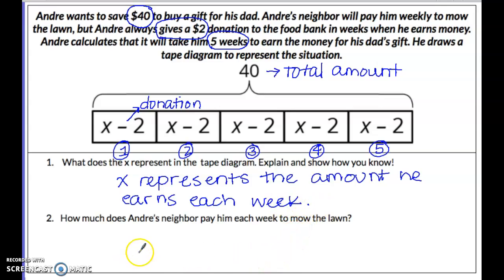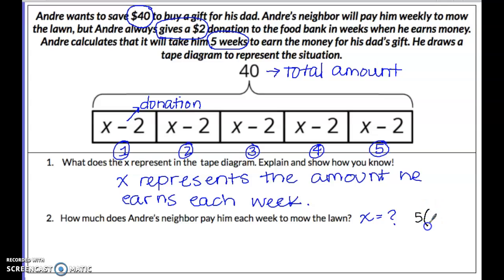The next thing it asks me is how much does Andre's neighbor pay him each week to mow the lawn? So what it's really asking us is, what does X equal? Well, I could write an equation for this, or I could try to just think about the problem. I think it's easier to write an equation. So I know that, and I'm going to do this in a different color, I know that we have 5 things that are the same.